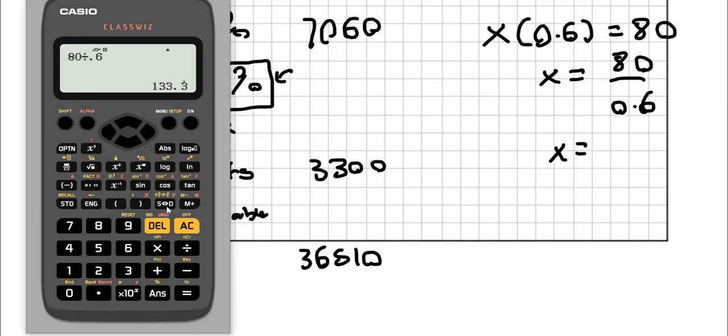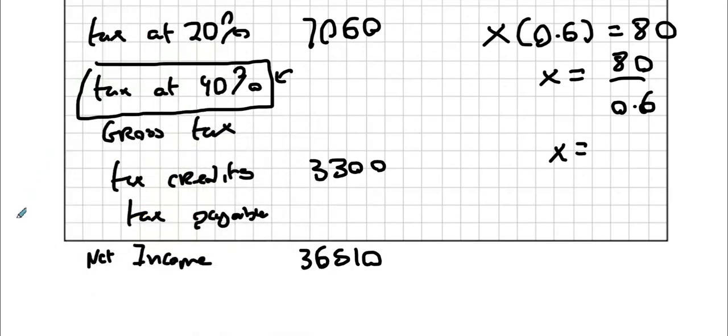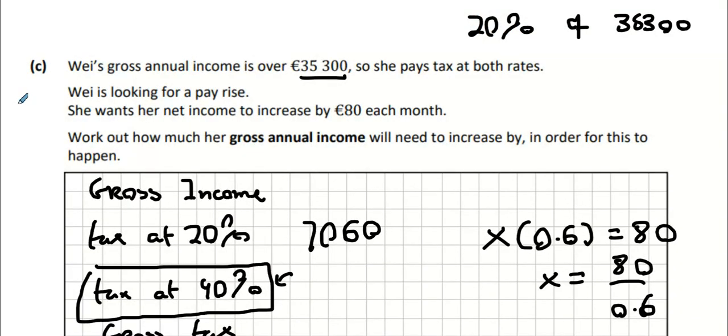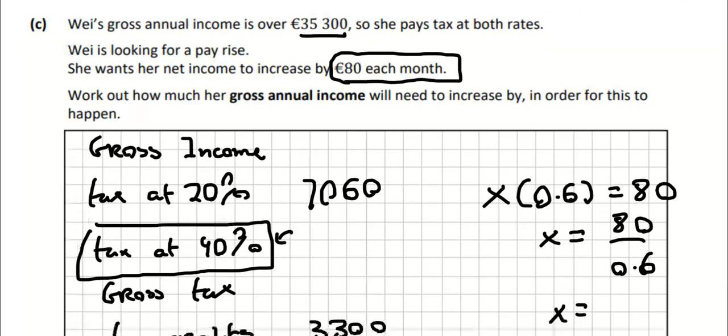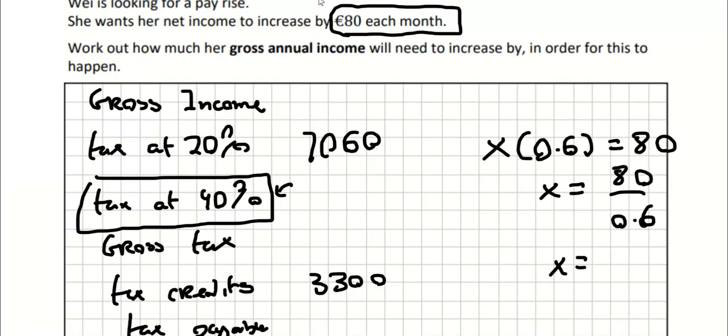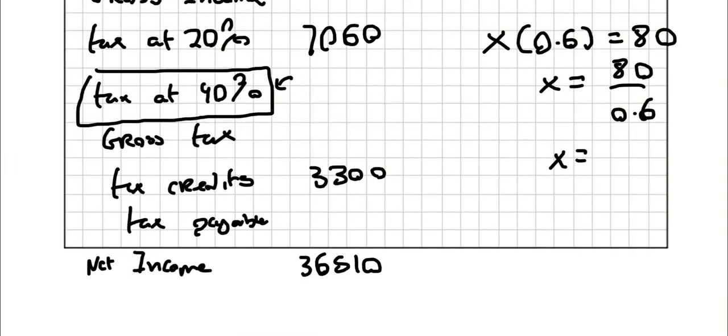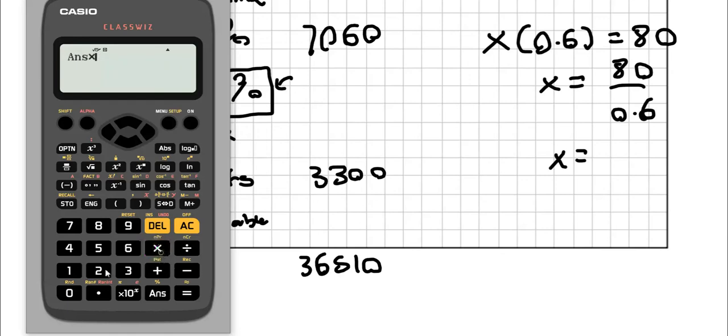But apparently I'm wrong. Apparently I'm reading this wrong. Oh, each month. Oof. Oh, why didn't I read that? Each month. Sorry, my bad. It's each month. All right. And gross annual income is for 12 months. So if I get my answer and I multiply this by 12, it should work out okay. €1,600.